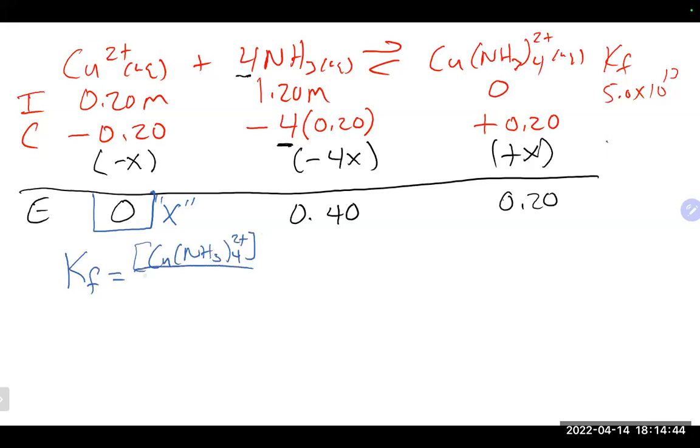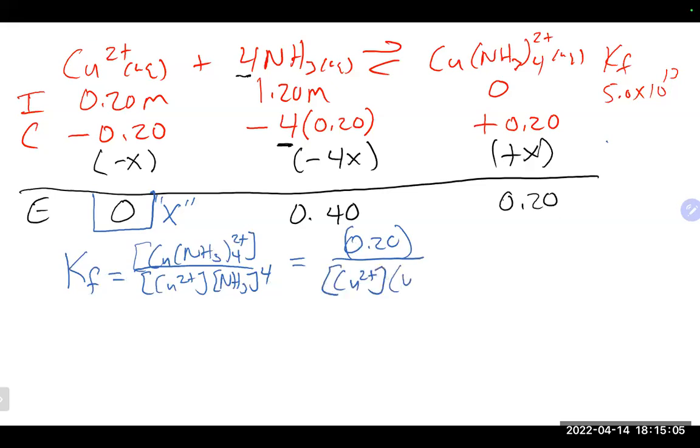over our reactants. We also still need to make sure that we take this to the fourth in this case. That will give us 0.2 up on top. We're still looking for the copper 2 concentration, and we have 0.4 that we need to take to the fourth, and that will equal 5.0 times 10 to the 13. We basically want to solve for the copper 2 concentration. If you're not sure math-wise, these two switch places. Multiply the copper to the other side and then divide by the Kf to the other side.